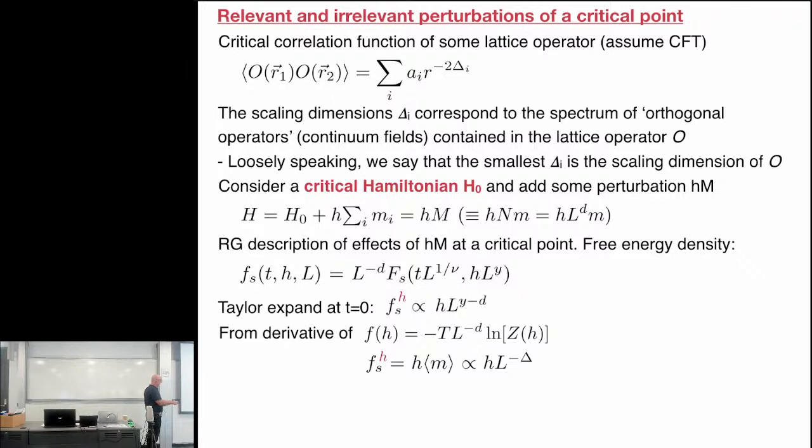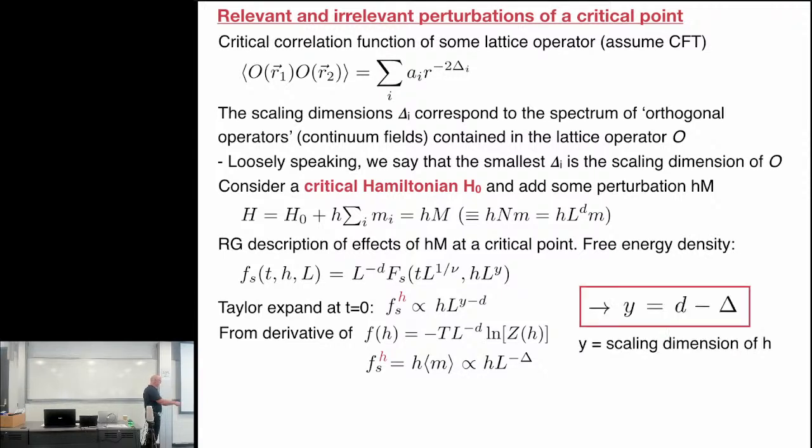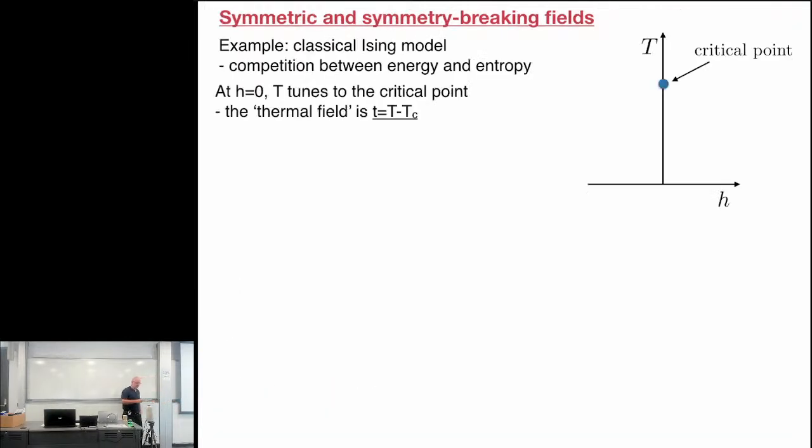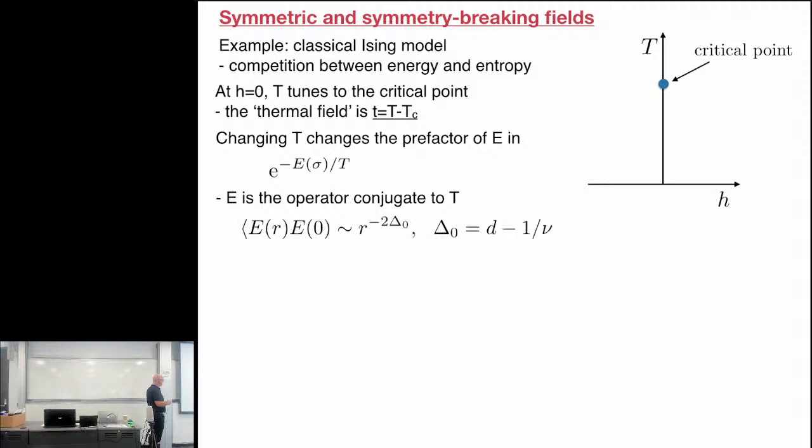Okay, so then the scaling dimension is this one. This 1 over nu is d minus delta. So that 1 over nu is y, right? So if we change the temperature and we ask about the scaling dimension, well, that gives us the correlation length. That's the scaling dimension of the energy itself. So if you look at correlation functions of the energy, it should decay as R to the minus 2 delta, and that delta naught should be related to the correlation length exponent in that way.